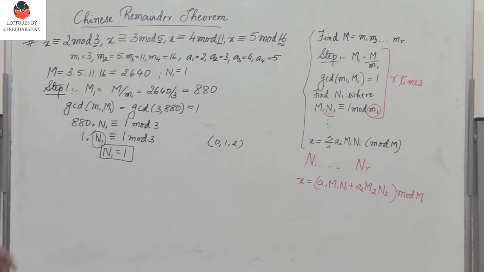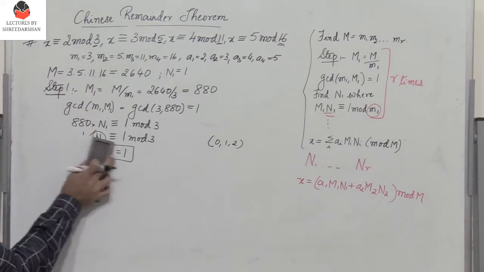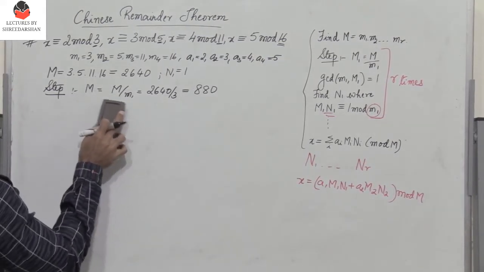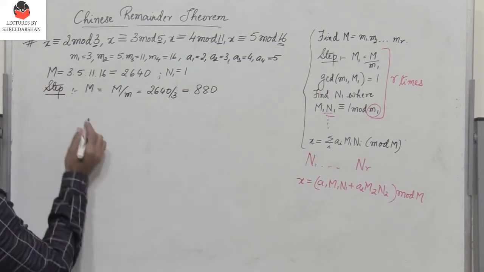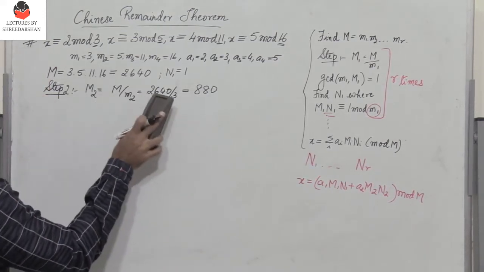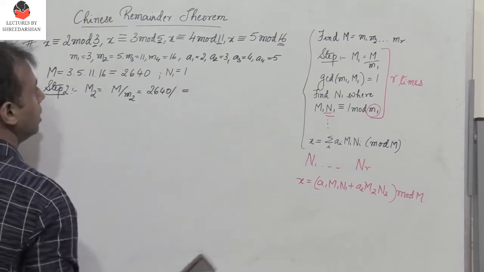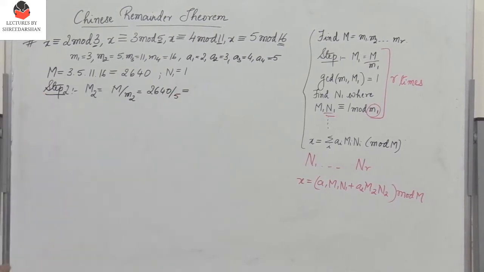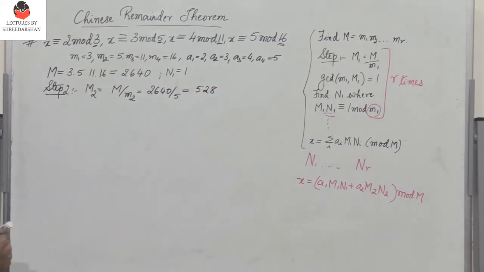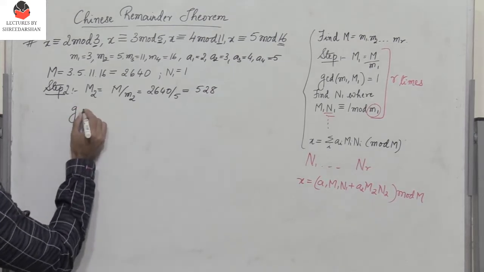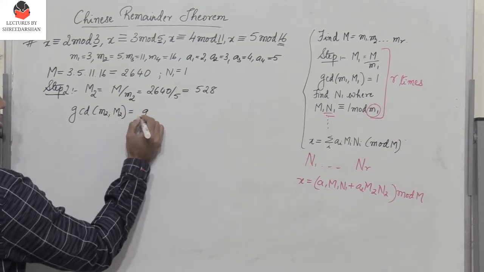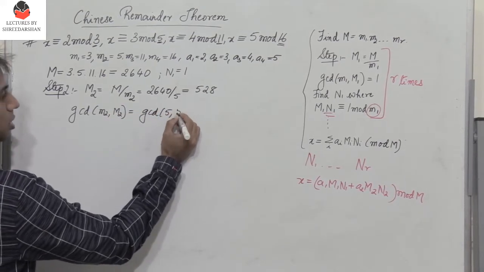Now let's move on with step 2. In step 2, I need to find N2. The whole process remains the same, wherein the values of M1 would change to M2. So in step 2, I have M2, which is M by m2, 2640 divided by 5. So we get the value as 528.